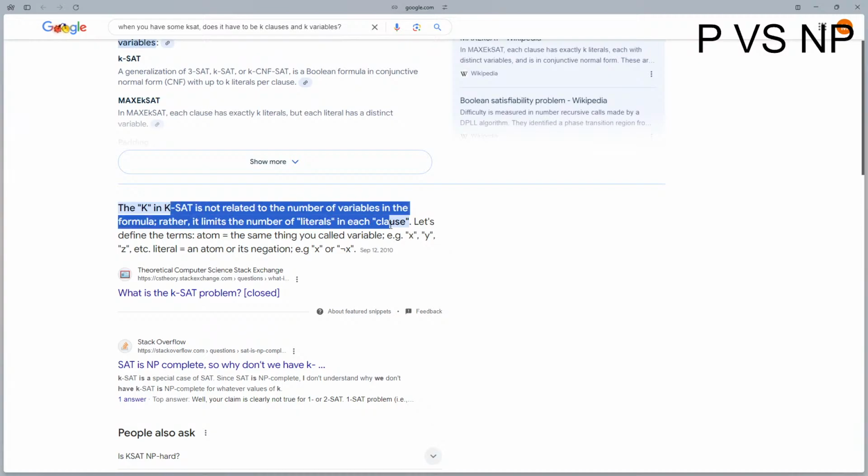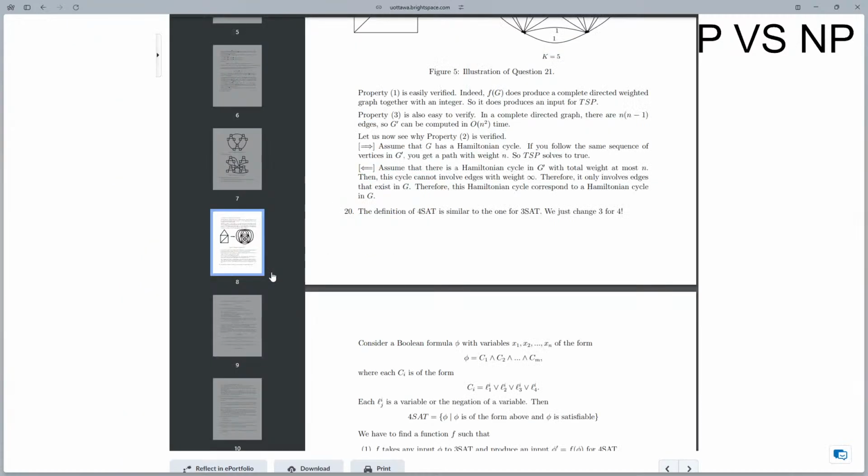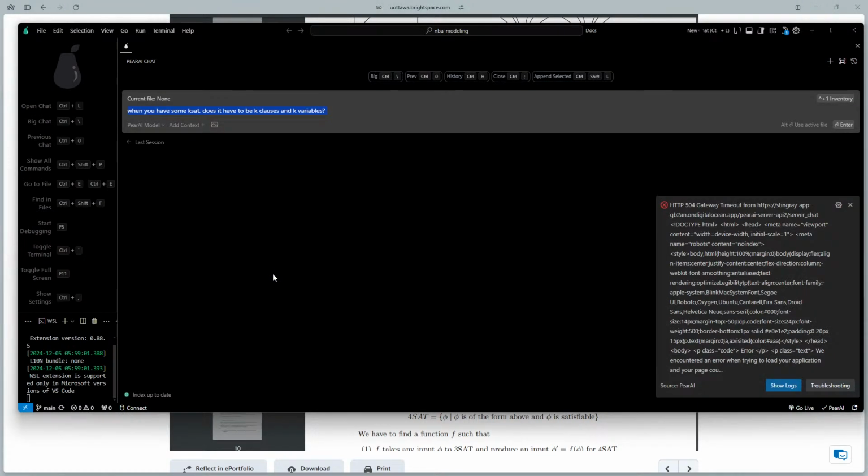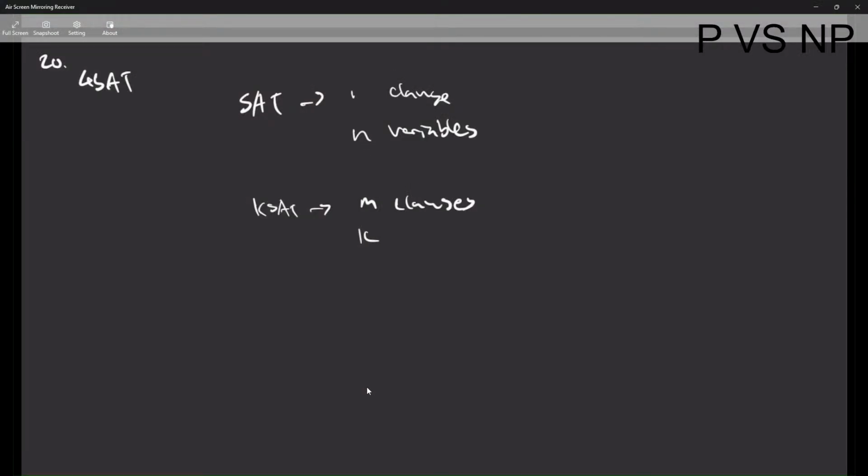The k is related to the number of literals in each clause. Okay, so I guess I was wrong. We can have m clauses, but k literals. So m clauses and k literals. This is what k-SAT means.